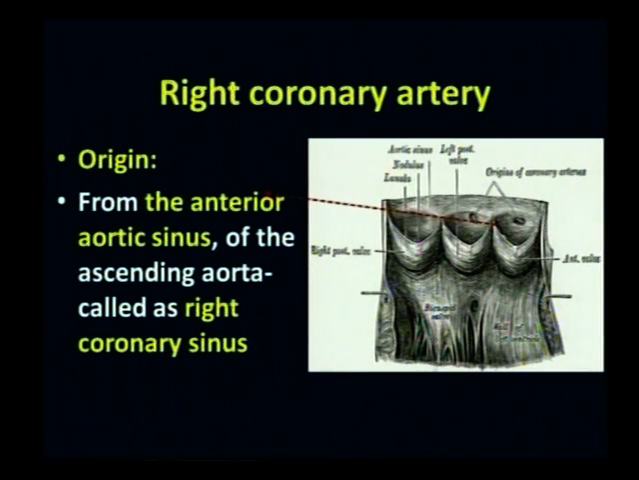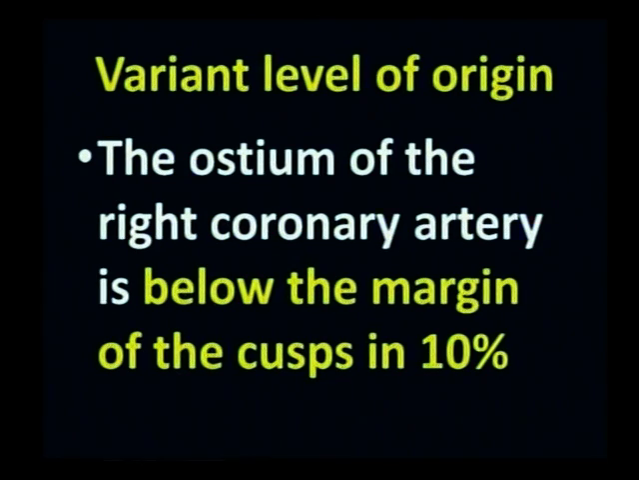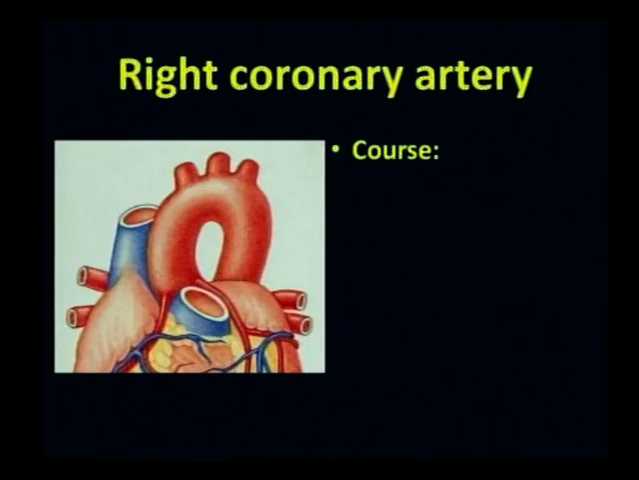Now, we will proceed with the course of the right coronary artery. Before this, there is a variation in the origin: the ostium, the opening, may in a few cases, about 10%, be below the margin of the cusp. Okay, now we will proceed with the course.